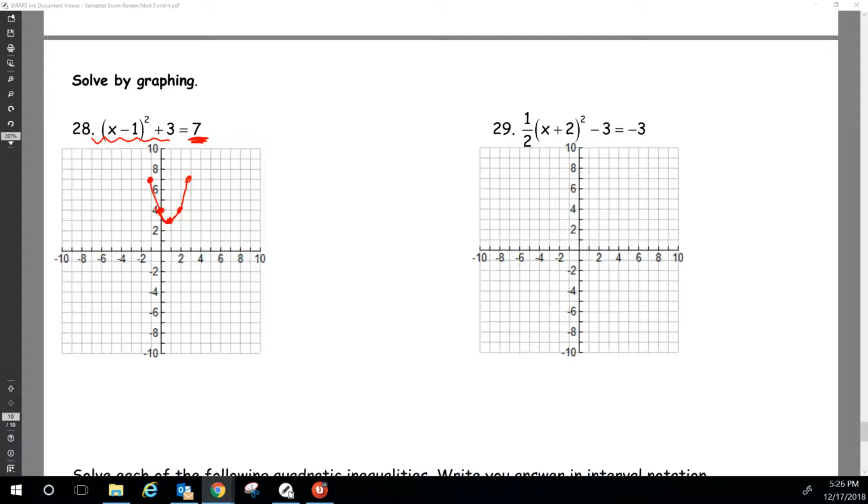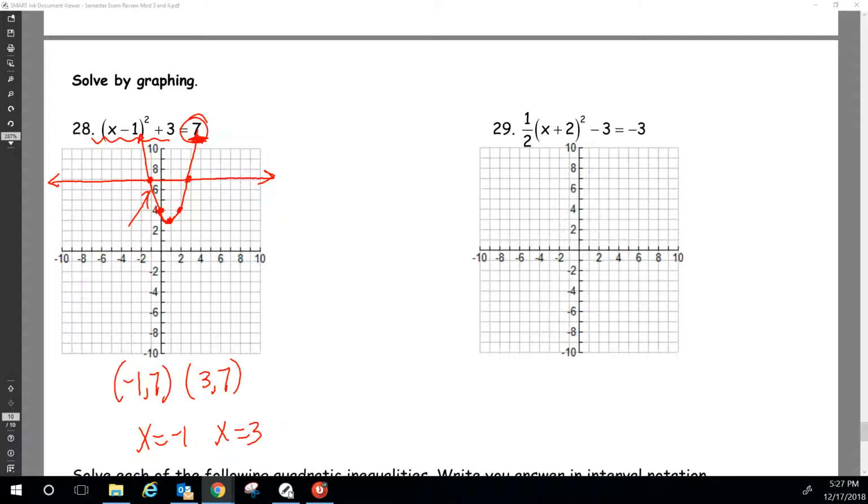There we go. All right, and I want to know, where does that graph intersect with y equals 7, which is this line? And those two intersection points are negative 1, 7, and 3, 7. So the two x values that would solve this are x is equal to negative 1 and x is equal to 3.